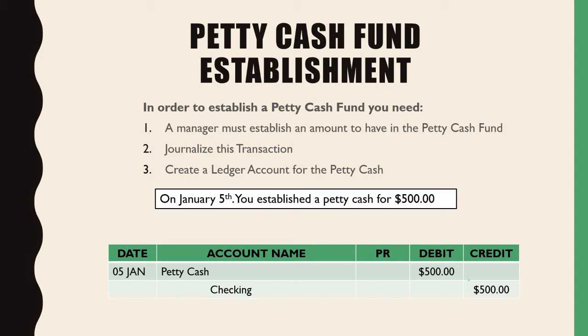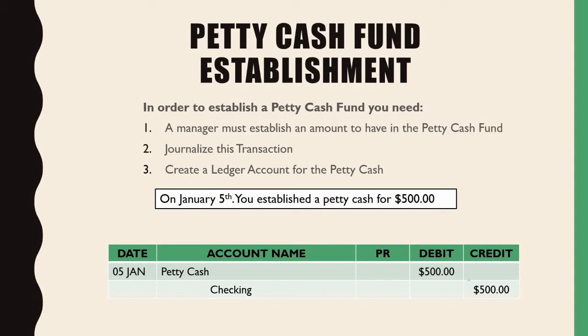So first things first, we need to establish a petty cash drawer, right? As we mentioned before, we need a physical lockbox and we need to create a general ledger account for the petty cash. Once we've done that, here on January 5th, you establish your petty cash to be a total of $500. How do you do that? You're going to debit your petty cash, but you're going to credit your checking account.